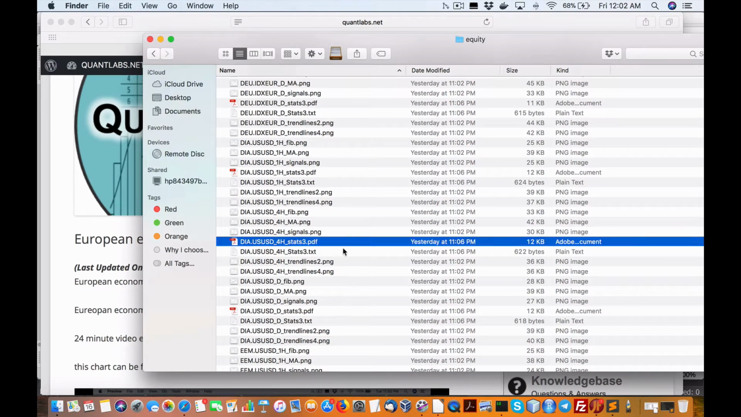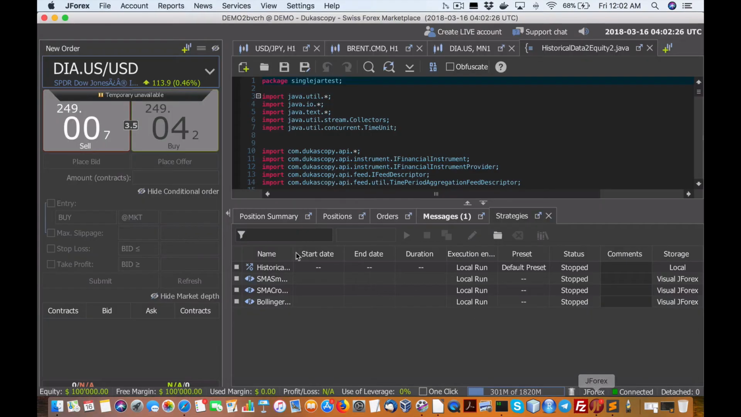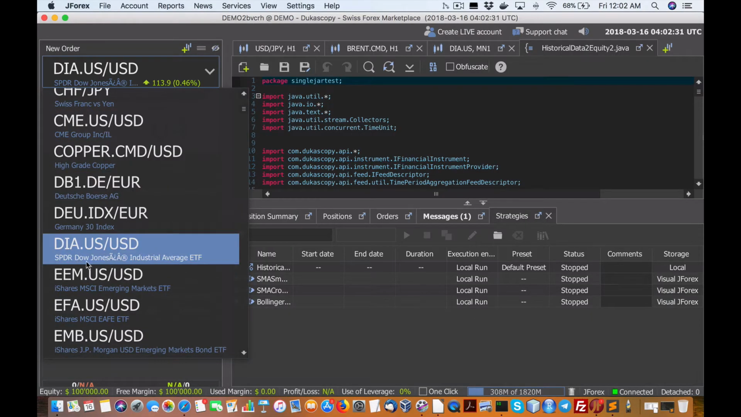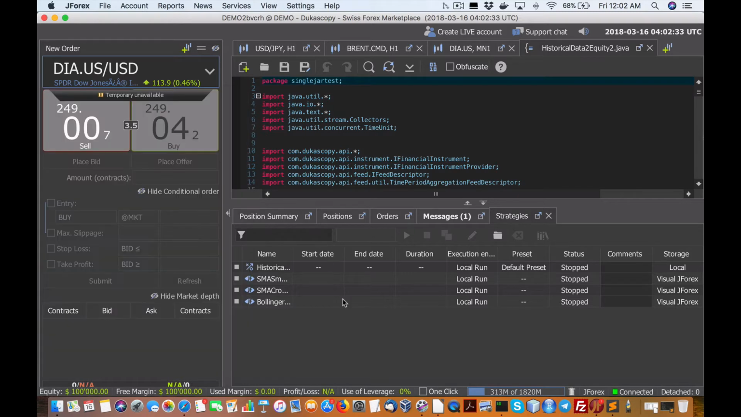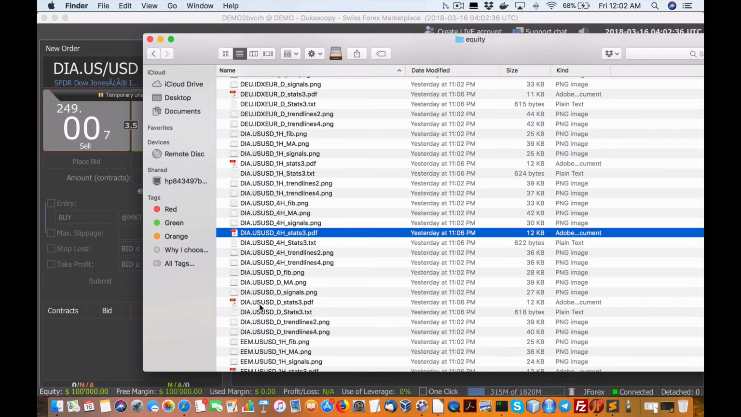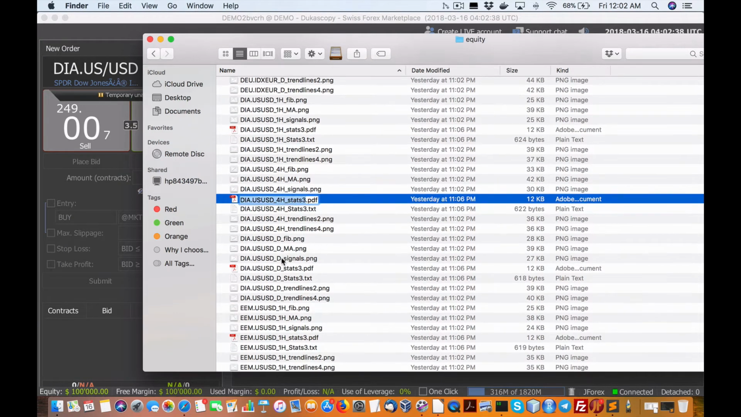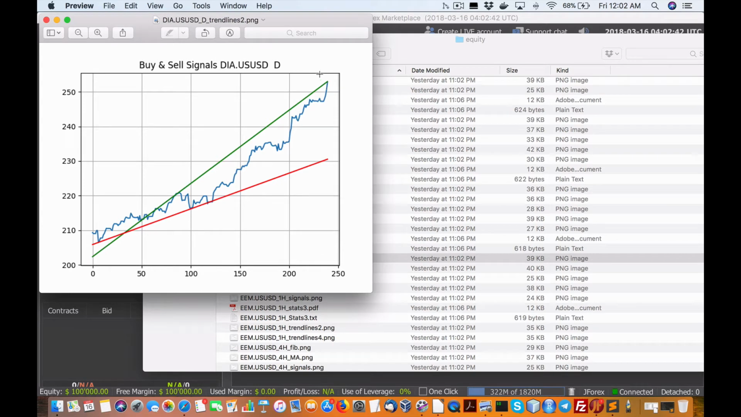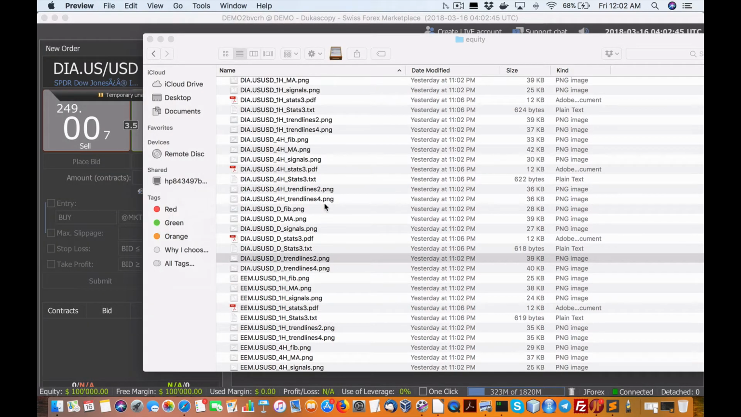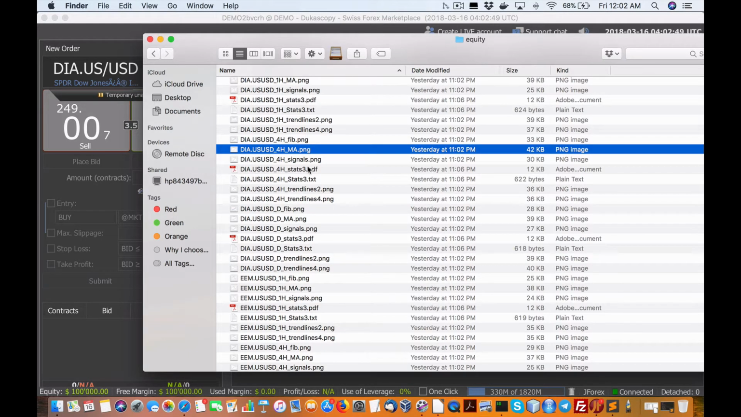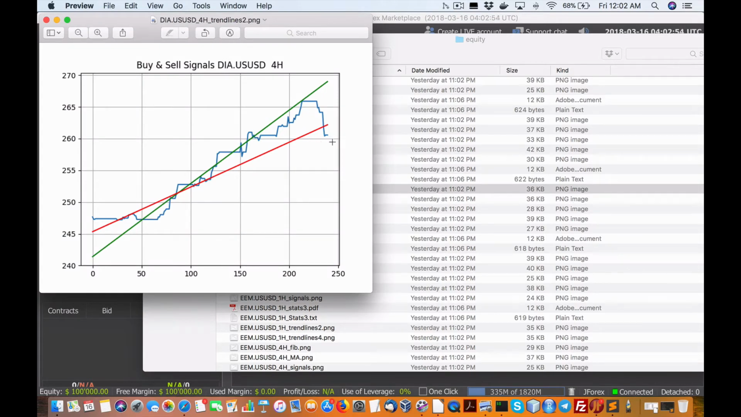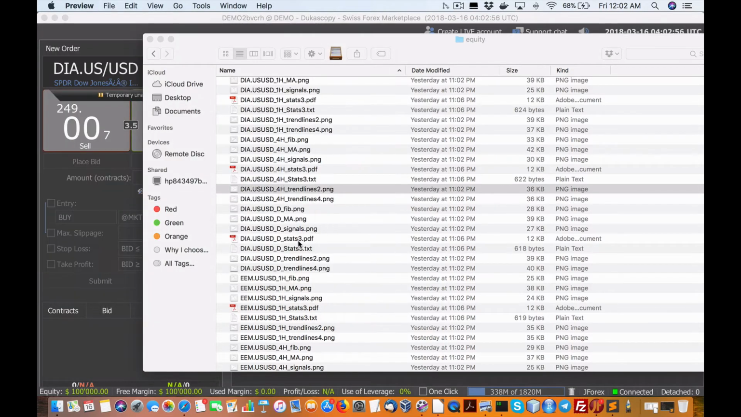So I believe this is the Dow Jones Industrial Average. Let me just confirm that. DIA, SPDR Dow Jones Industrial Average. It's an ETF. Okay. So the trend line, wow, it's very strong here. Very nice. Let's check out the moving average. Sorry, the trend line here. Oh, it came off, but let's check out the Fibonacci.